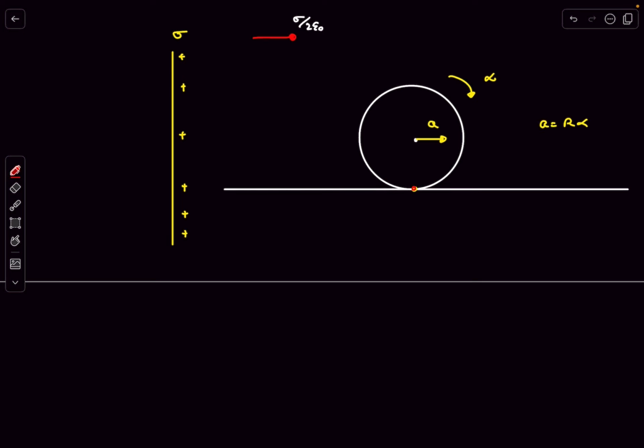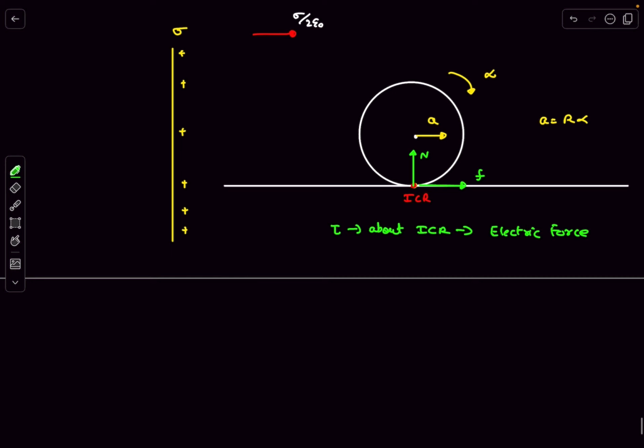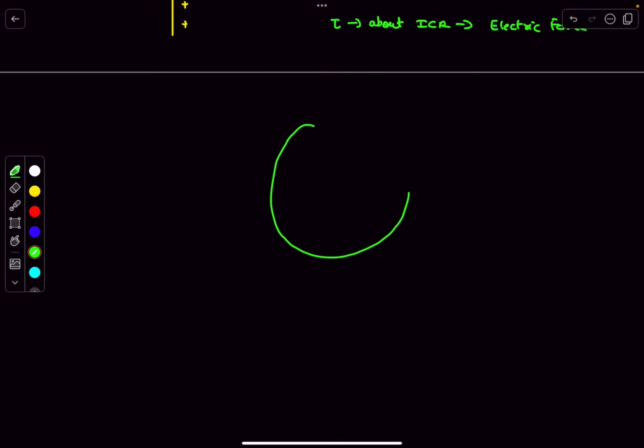Right, so we can also say that this point over here is the instantaneous center of rotation. So now let's say the friction force is acting towards the right. The normal force is obviously going to pass through the center. And the mg is also going to pass through the ICR. So if I am interested in the torque about the ICR, we only have to analyze the electric force for that matter, because the normal reaction, the friction force and the mg, all of them pass through the ICR, so their torques become 0.